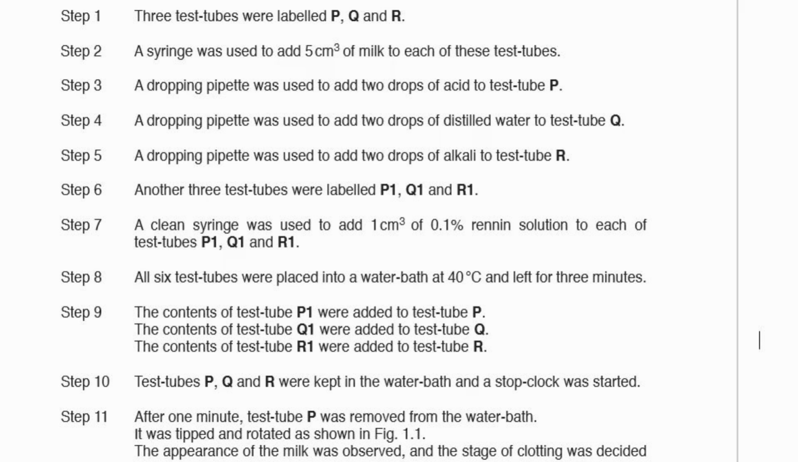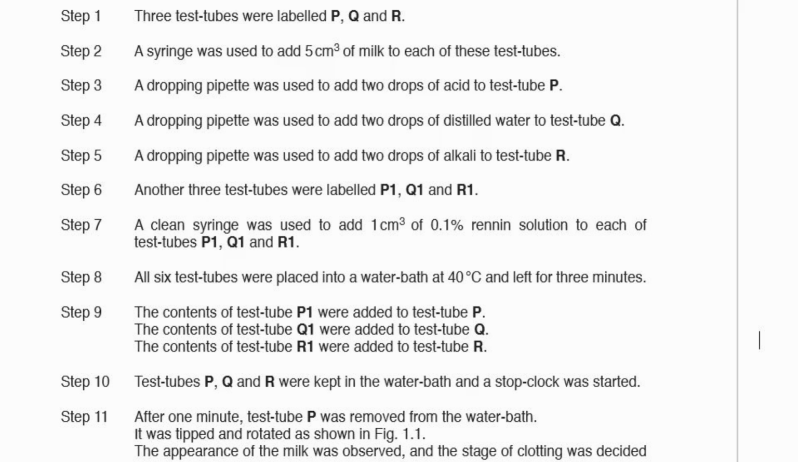Step 1. 3 test tubes were labeled P, Q, and R, and a syringe was used to add 5 centimeters cubed of milk to each of these test tubes. Step 3. A dropping pipette was used to add 2 drops of acid to test tube P. A dropping pipette was used to add 2 drops of distilled water to test tube Q, and a dropping pipette was used to add 2 drops of alkali to test tube R.